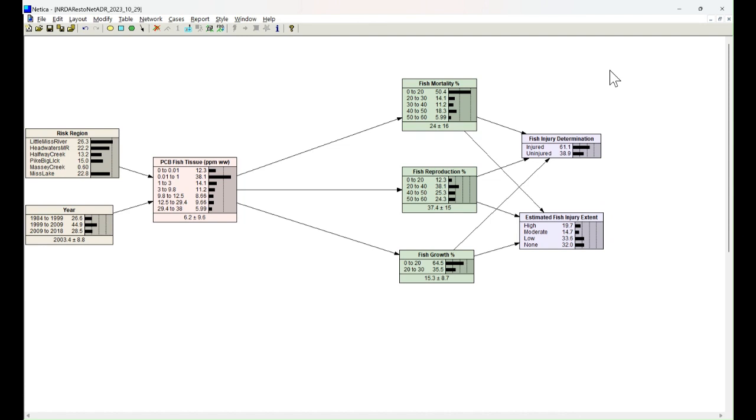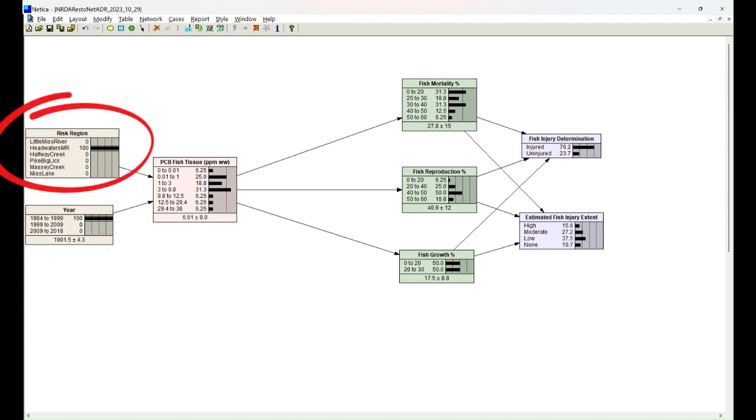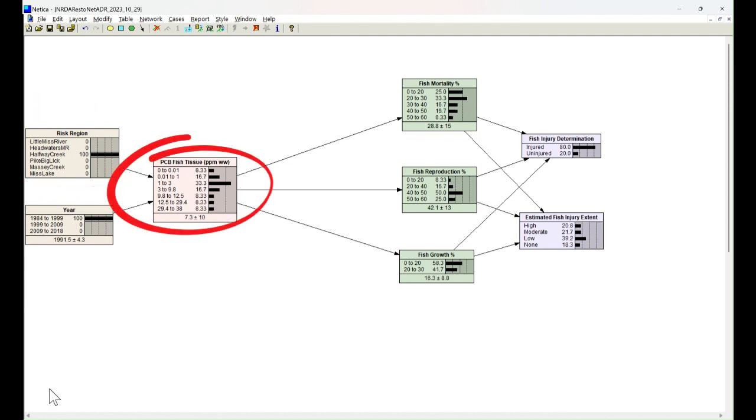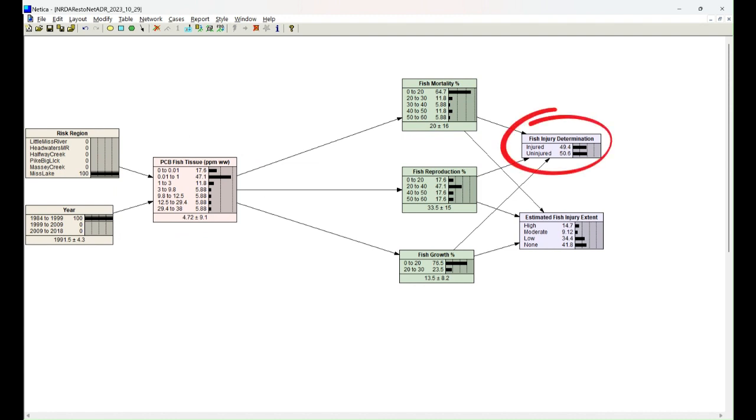Now let's take a look at differences between the risk regions for an individual time period, say 1984 to 1989. I have listed the risk regions in order of their distance from the point source of PCB contamination. You will notice that as the distance from the Little Mississauga River Superfund site increases, the concentration of PCBs in fish tissues decrease. This results in decreases in the probability of injury and the extent of injury for each risk region, respectively.